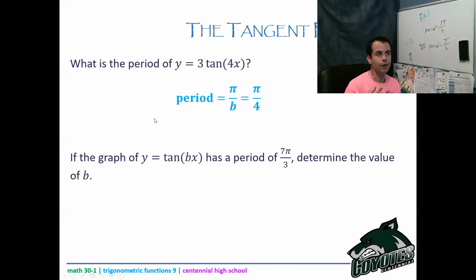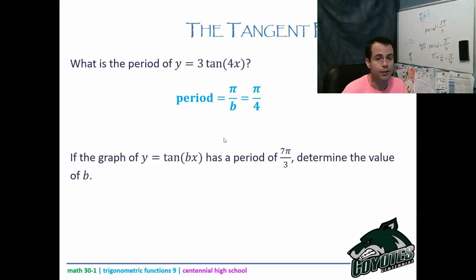Now, if you want to think about that from, say, a horizontal stretch, if we had started with the base function of y equals tan of x, y equals tan of 4x, I'm ignoring the 3 right now because that's a vertical stretch and it's not going to affect our period. But changing y equals tan of x to y equals tan of 4x is a horizontal stretch of a quarter. If I do a horizontal stretch of a quarter, I take the initial period and multiply that by my horizontal stretch factor. Well, pi times 1 over 4 is pi over 4. So either way, no matter how I look at it, I get a period of pi over 4.